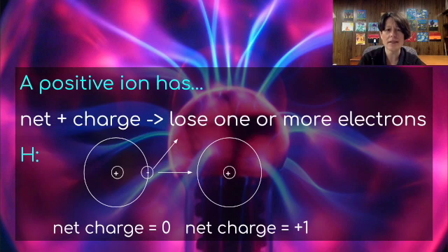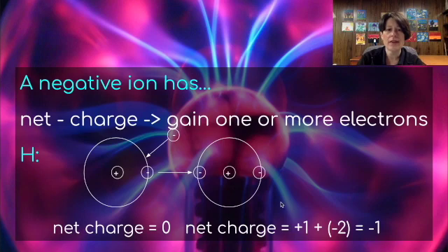So we can have positive ions, and a positive ion has a net positive charge because it has lost one or more electrons. So here I have a diagram. Go ahead and draw this diagram into your notes. I have one proton, one electron. If that electron leaves, we're left with one proton. So this atom over here has a net charge of 0. This ion, which has lost an electron, has a net charge of positive 1.